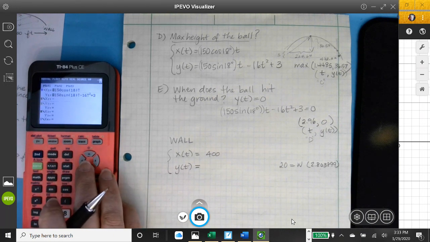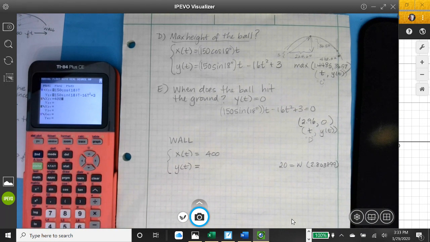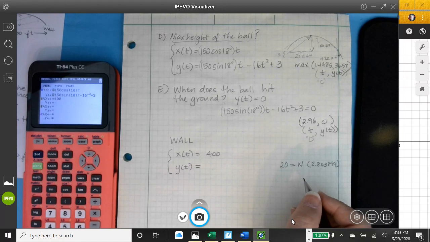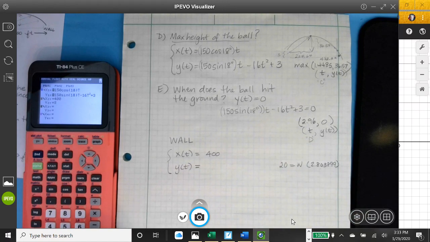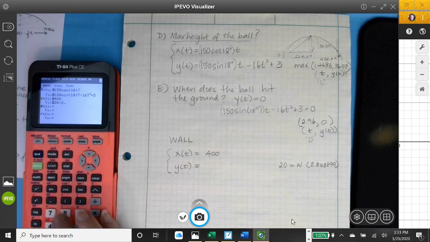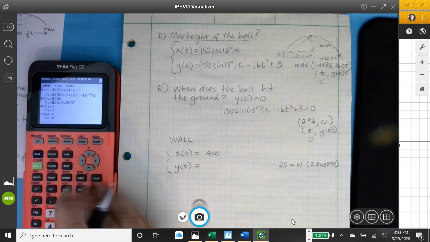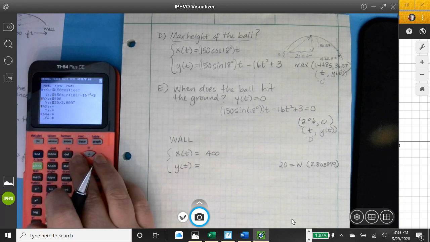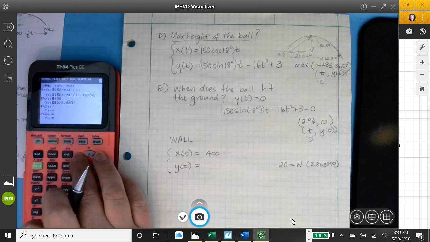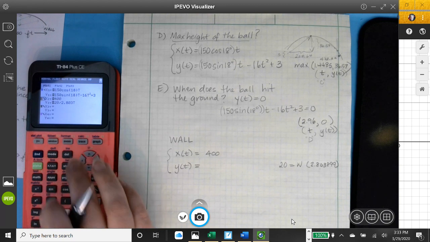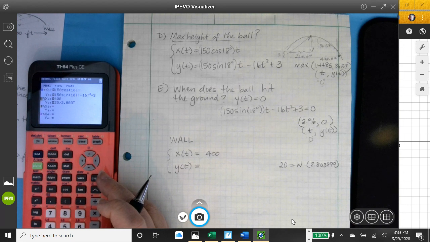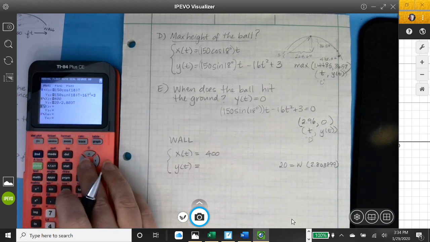All right. Let's put 400 because we want 400 here. And I want it to be a growing wall, right? So I want it to be 20 divided by 2.803, I think, times t. I think that's what I want to do. We'll try it out and see what happens. Okay, and I want to go up here and follow. I don't necessarily have to follow the bouncing ball on this one.